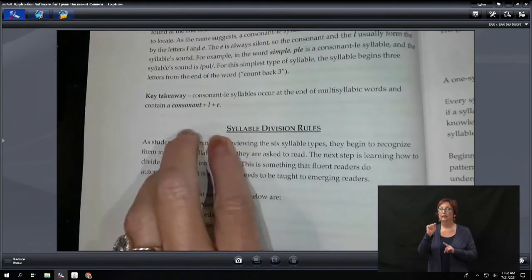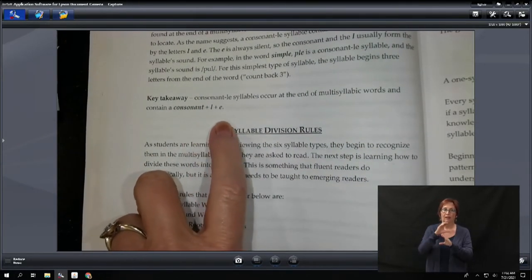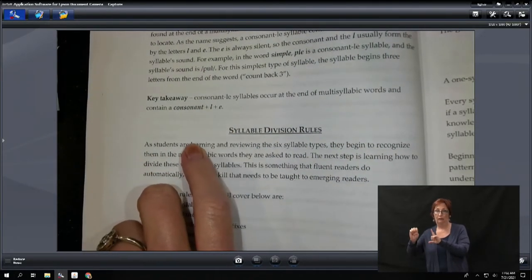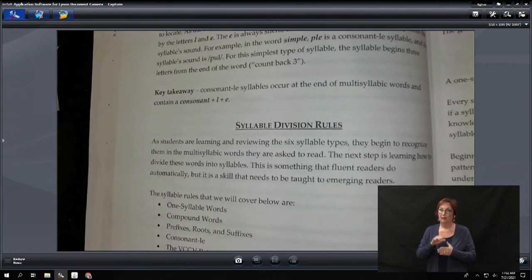Okay, so in the OG Educator's Manual, which is this book, it's on page 28. And the key takeaway there is that the consonant LE syllables occur at the end of multi-syllable words. And they contain a consonant and an L-E, okay? So that is your key takeaway.